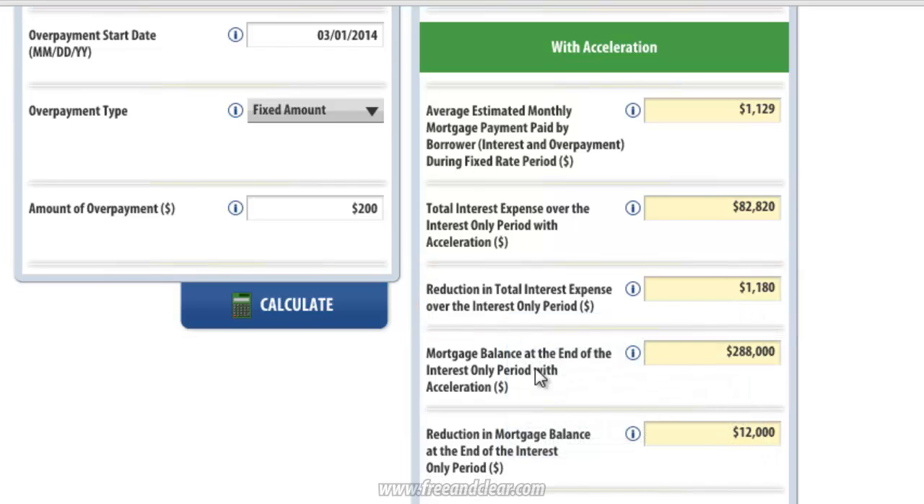Next, we have the mortgage balance at the end of the interest-only period with acceleration. And as you can see, we have reduced our mortgage balance by $12,000 in this example. This will help the borrower offset a potential increase in mortgage payment when the mortgage converts into an adjustable rate mortgage at the end of the interest-only period.